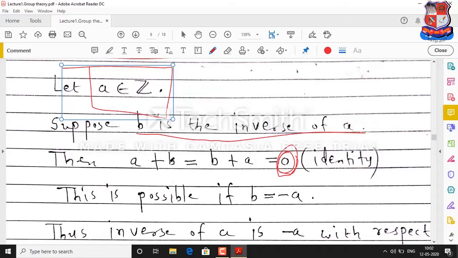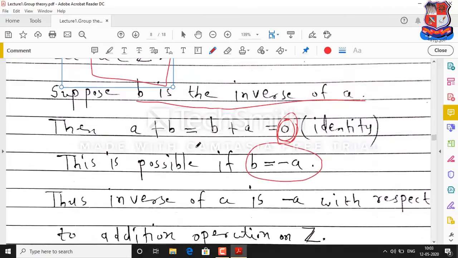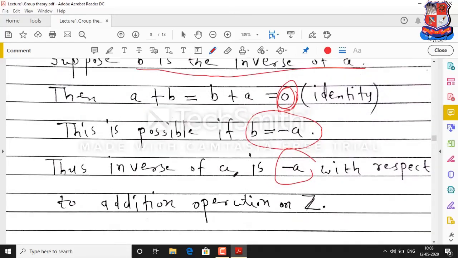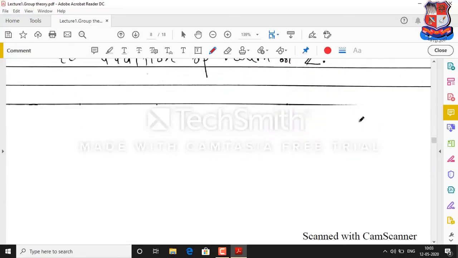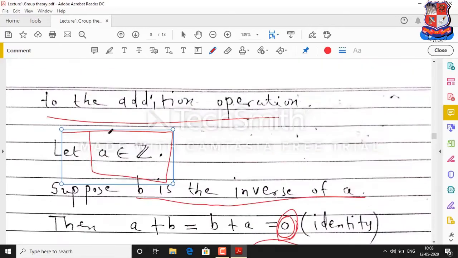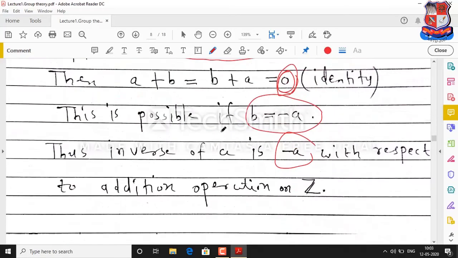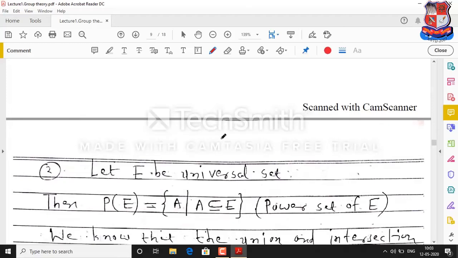So from this we find that this is possible if B is negative of A. That means the inverse of A is its negative with respect to addition operation. So for example, the inverse of 2 is minus 2, because 2 plus minus 2 is 0. So every element of Z has an inverse with respect to this operation.